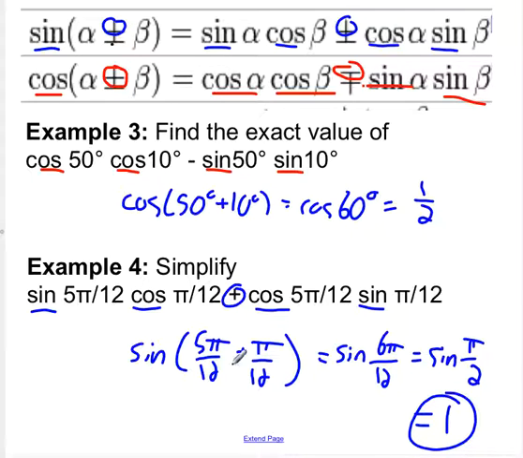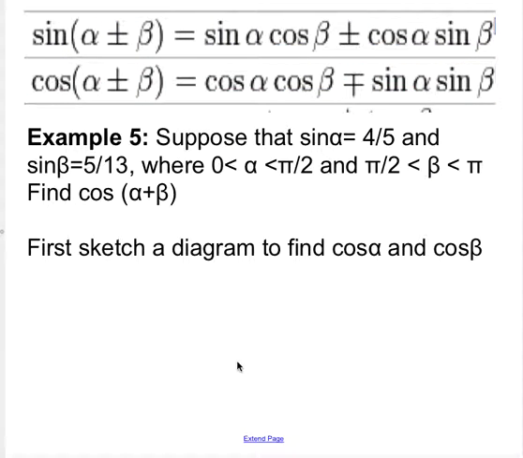In my second example, I saw this pattern, sine, cosine, cosine, sine. That's my sine of alpha plus beta, or my sine of whatever angle plus another. We'll do these questions tomorrow.